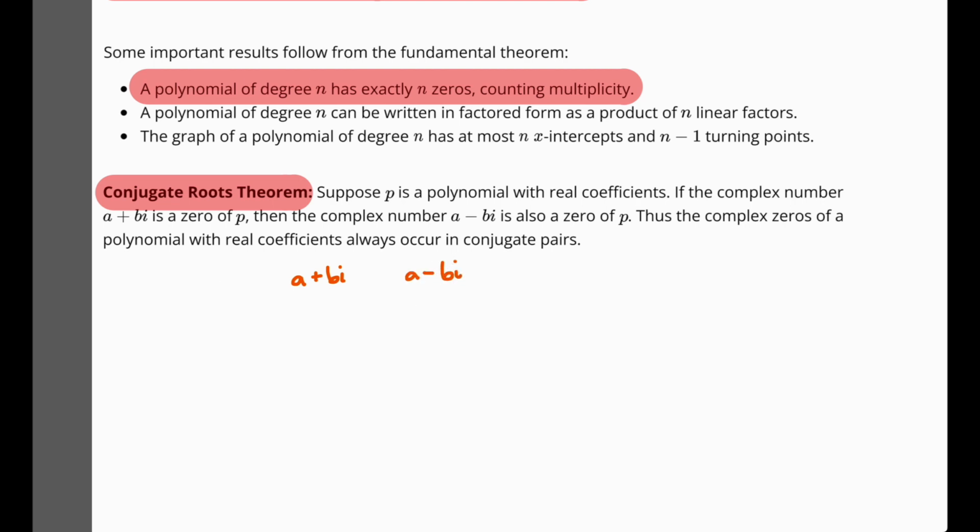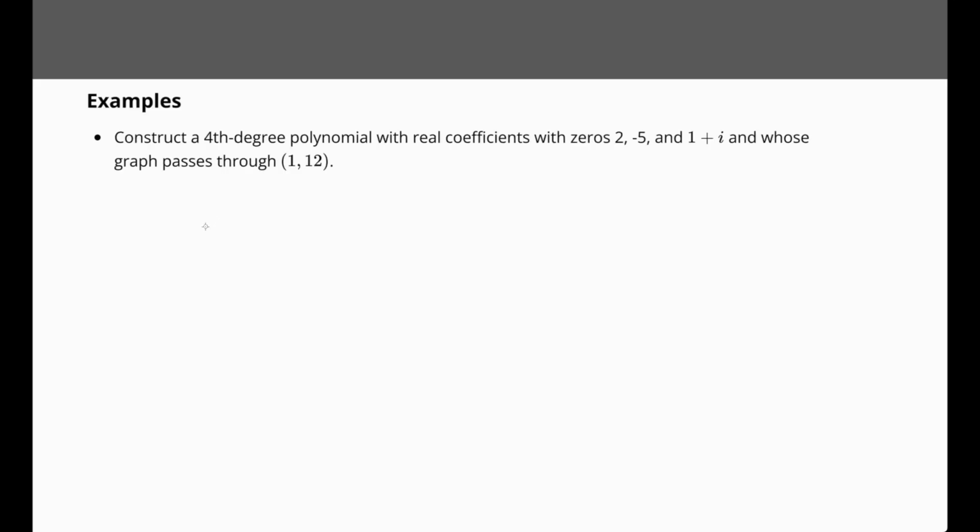So for example, say you worked out some problem and 3 plus 2i ended up being one of your answers, then automatically 3 minus 2i has to be another answer. No matter what, you cannot break this theorem. It is literally impossible. So we're actually going to use this when solving the problems. If they give you one complex number, you automatically know that its complex conjugate also has to be an answer. So let's look at an example where we have to use this theorem.